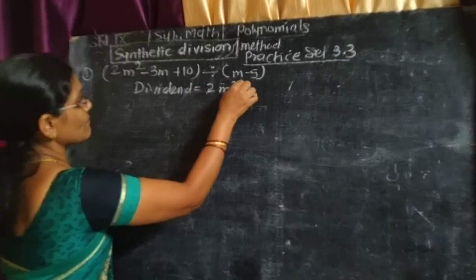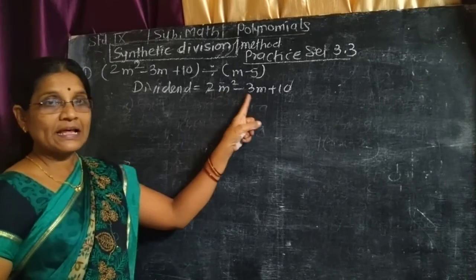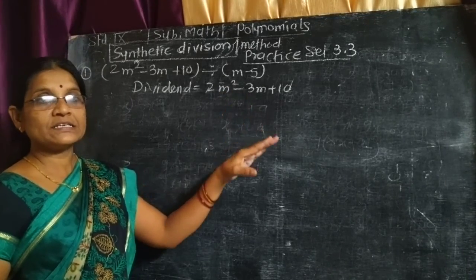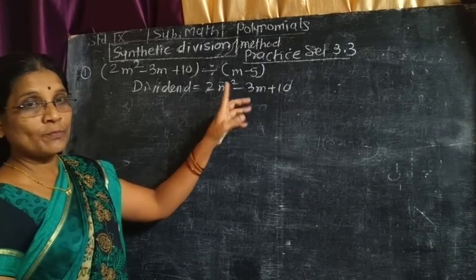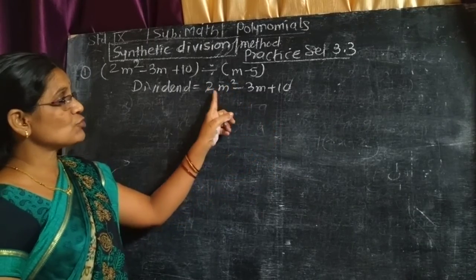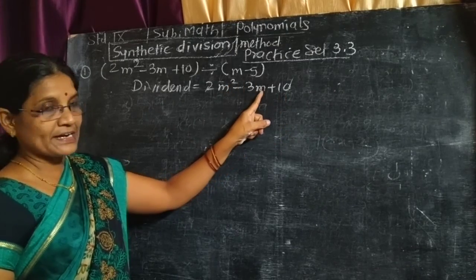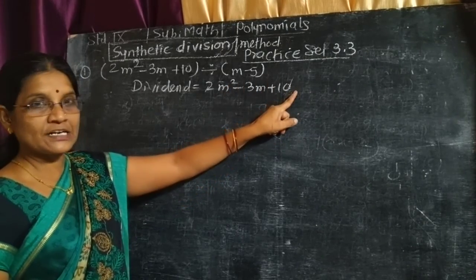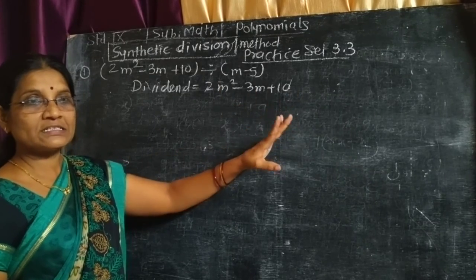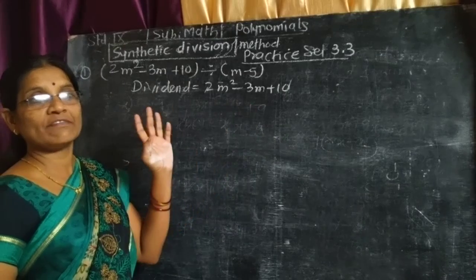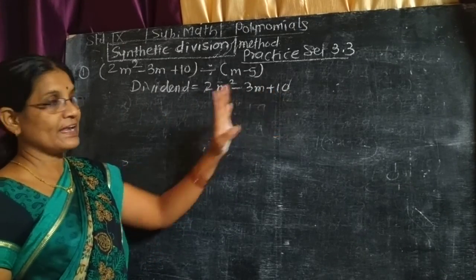2m square minus 3m plus 10, and check whether that dividend is already in index form or not. Highest power is 2. 2 plus 1 means 3, so there should be 3 terms in all: m square, after that m, and after that the constant term, meaning m raised to 0. All terms are present and that's why it is not necessary to insert 0 for any variable. या ठिकाणी हा इंडेक्स फॉर्मच ऑलरेडी दिलेला आहे.